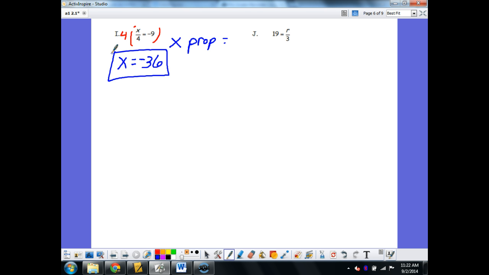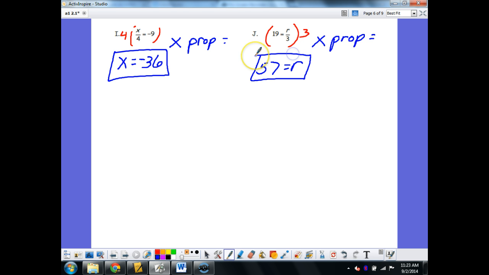In example J, 3 is being divided into the r, so we're going to multiply both sides by 3 to undo that. And since we're multiplying both sides by the same number, once again, that is the multiplication property of equality. And to multiply both sides by 3, 3 times 19 is 57. 3 times 10 is 30. 3 times 9 is 27. Add the two together to get 57. Over here, the 3's cancel. So r is equal to 57.